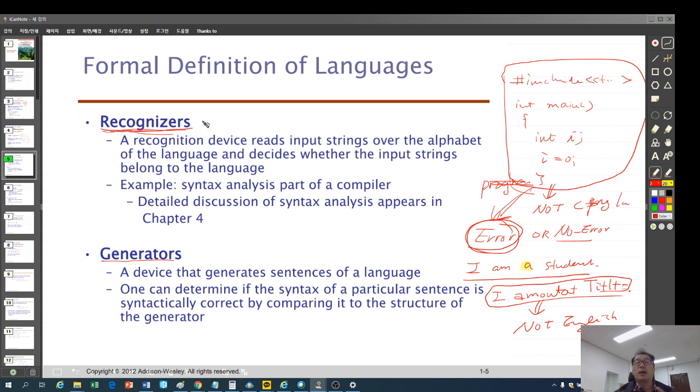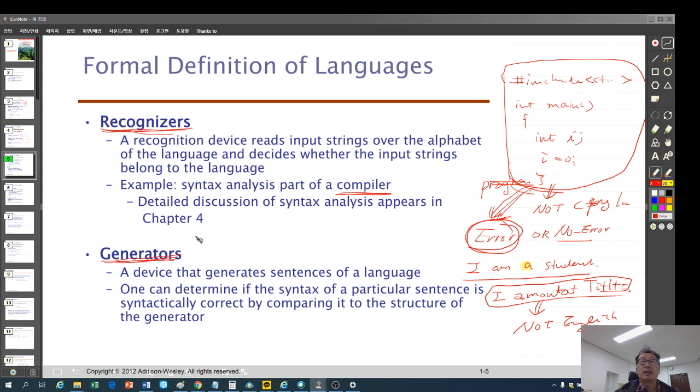That means if we have a set of sentences or some text, and there is a recognizer device which can decide whether the given input is that programming language or not. So that is called a recognizer. Usually you can imagine the compiler. The compiler includes a language recognizer device. Okay. So what is the language generator?